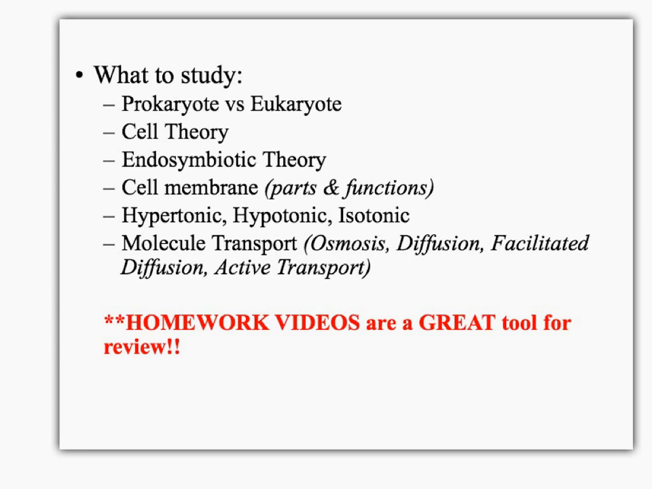One thing to study, prokaryote versus eukaryote. What are those? Remember, they're cells, they're types of cells. You need to know what they are and how they're similar and how they're different. Okay, so we can kind of check that off. Cell theory, you need to know what the three parts of the cell theory are, which we did in class. Endosymbiotic theory, two prokaryotes became the eukaryotic cell. Essentially, you need to know what that is, what that looks like.